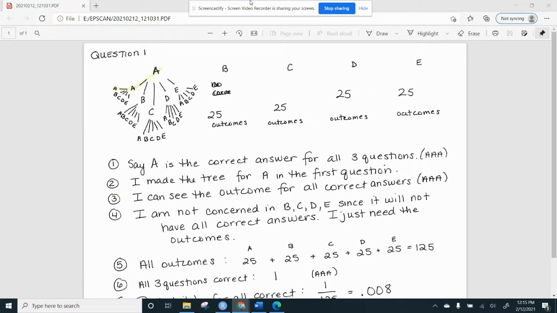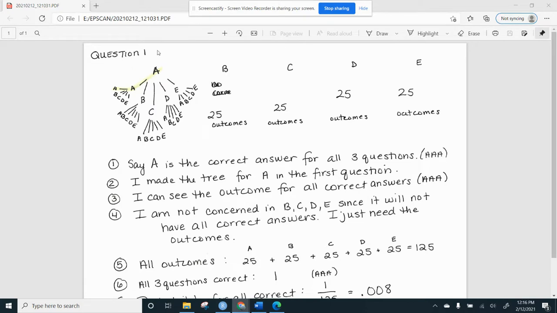So, again, remember, I have three questions with five answers each, and I want to know the probability of getting all the answers correct. They're equally likely to occur. All right, so, question one. Remember, I have five answers, so it could be A, B, C, D, or E.